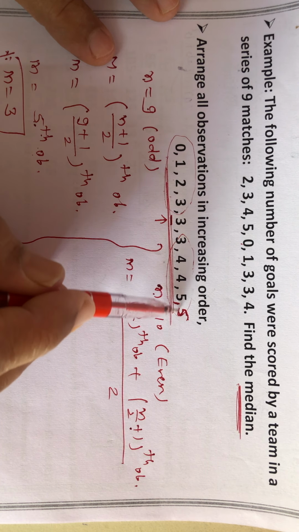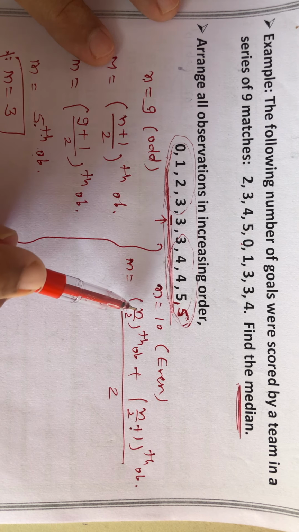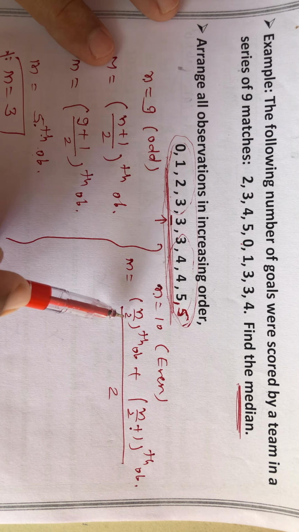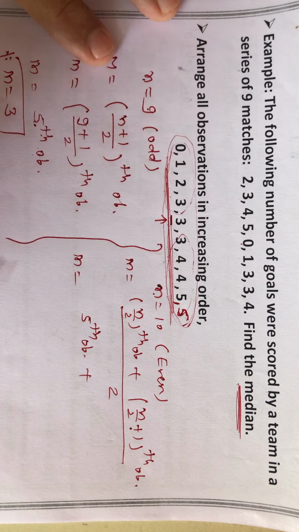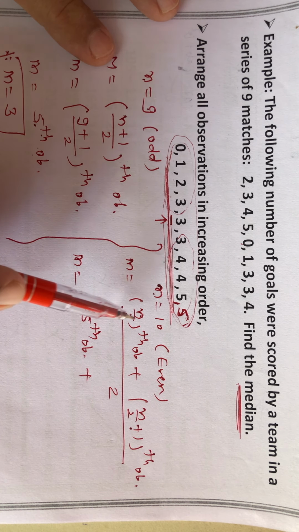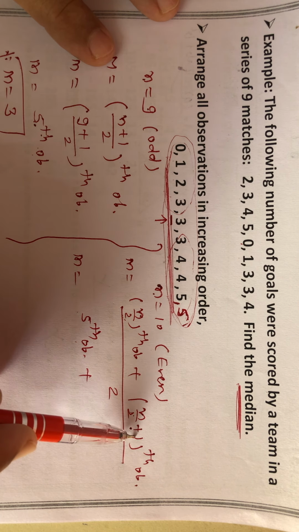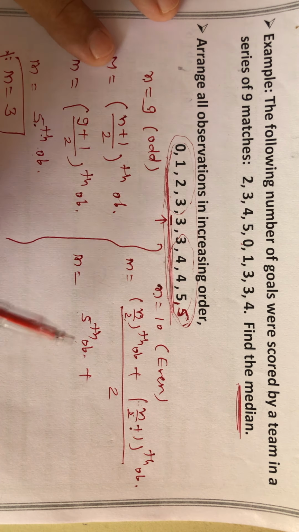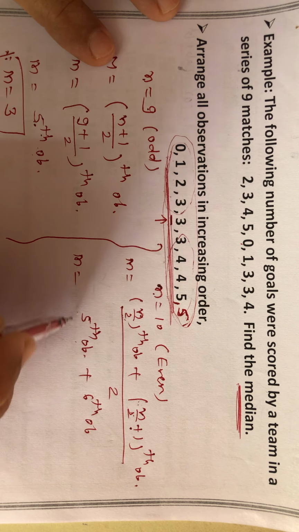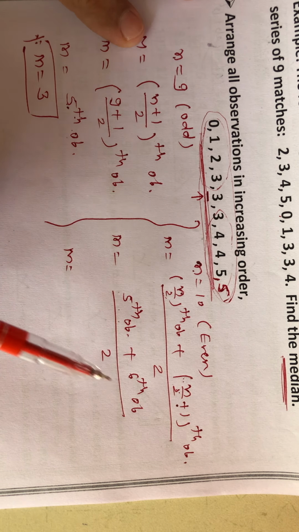I have added 5 for your explanation. So it becomes 10 observations, n is equal to 10. Substitute n is equal to 10. So 10 upon 2 we can say is the fifth observation, right? 10 upon 2, that is 5. Then 5 plus 1, that is 6, the sixth observation, and then divided by 2. So fifth observation plus sixth observation divided by 2.